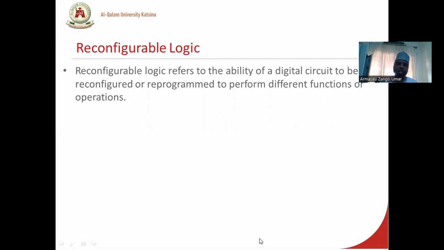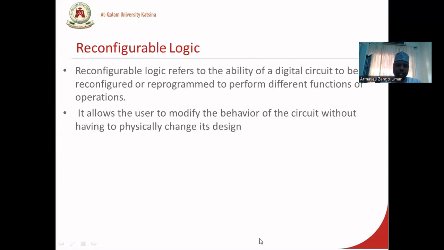So the next category is configurable logic. This term refers to the ability of a digital circuit to be configured or programmed to perform different functions or operations. These are not ASICs per se, but they have some features of ASICs and also some flexibility of processors. We will see how. Instead of allowing a program to be run on a processor, we can dynamically change the behavior by simply changing the configuration of the chip.